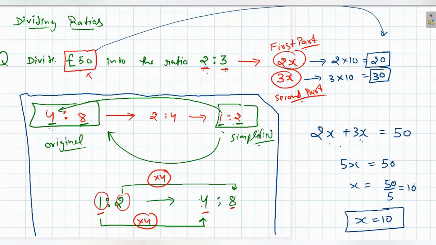We assume that the original number is x, with which we will be multiplying our given ratio. So I multiplied my 2 with the x, 3 with the x, and I assume that these are my original numbers. Then the scenario given is that their total will be 50. So I added them up. In this step, 2x and 3x will add up to 50 for me. So 5x is 50 and x will be how much? 10. Is it clear? Got it or not? Okay, then let's do one more question.